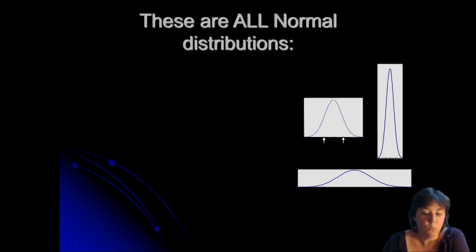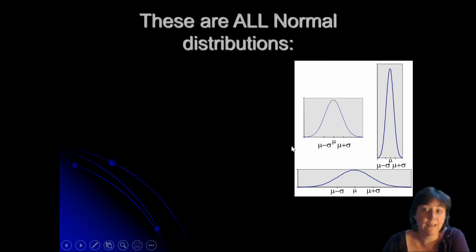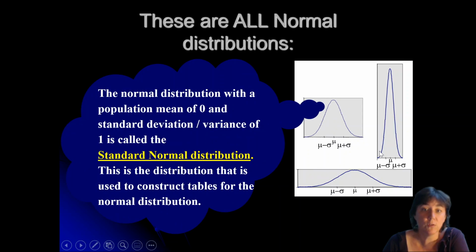Interestingly, these are all normal distributions. So this is what we call the standard normal distribution, which is used to construct tables for the normal distribution, where we have the variance and the standard deviation of 1. Here, obviously, it's a more peaked distribution. This is a more flat distribution, but these are all normal distributions.